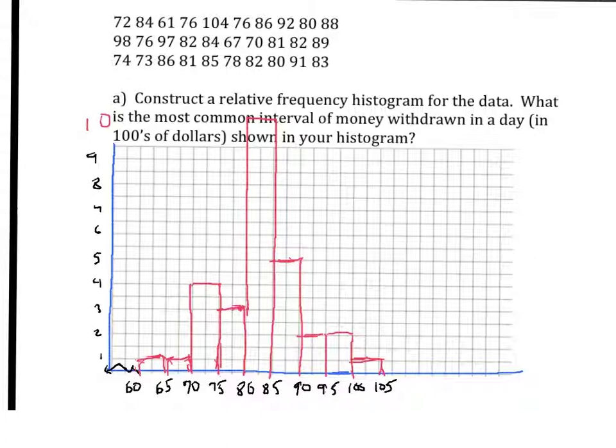So 5 out of 30, and that's going to be approximately 0.167, and so that's 16.7% of the days you would expect to run out of cash. And then I asked them on the next graph to create a cumulative frequency histogram.